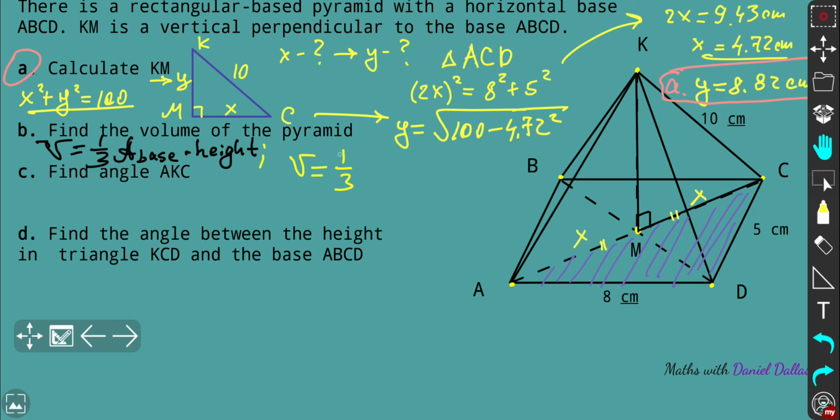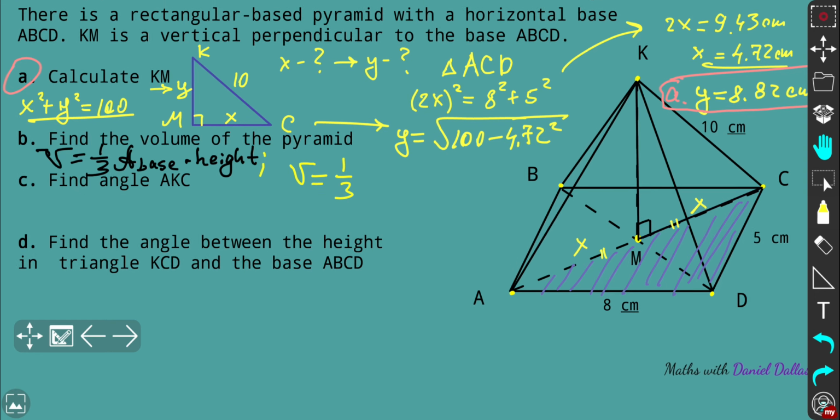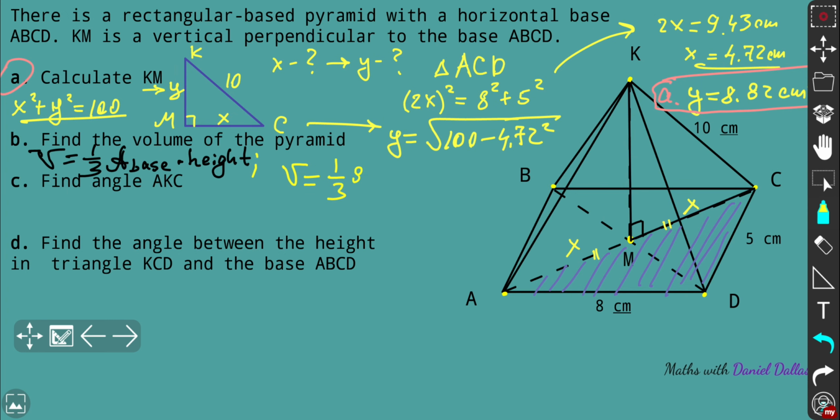for the base. It's a rectangle, so it's 8 by 5. So it's 8 times 5 times 1/3. And also we need to multiply by the height that we recently calculated. This is the y value. It's 8.82 centimeters.